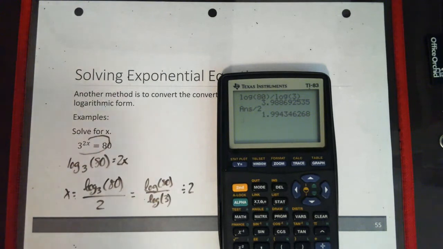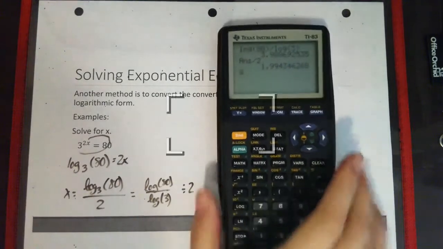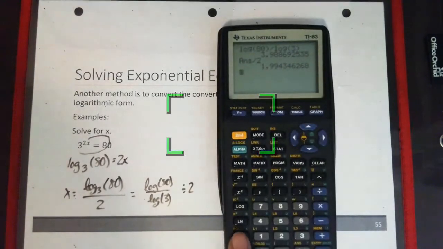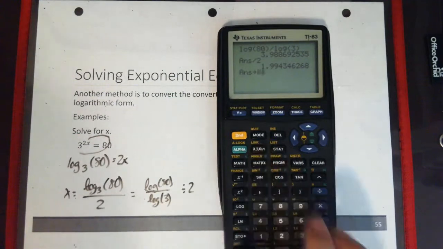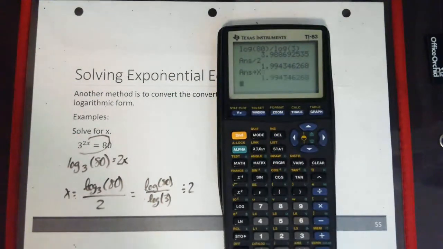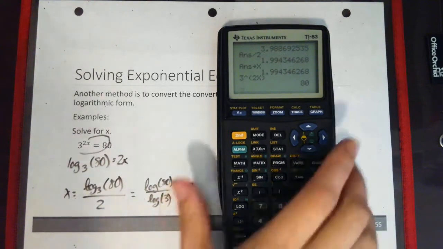Something I don't think I've shown you guys is a lot of us have a store button, STO arrow, and then we have some sort of variable button. So I'm going to store this as X. Now if I type X into my calculator, it knows to use this 1.994346268 number. If I take 3 raised to the 2 times x power, I get 80, and I know I have the right answer. Sweet!